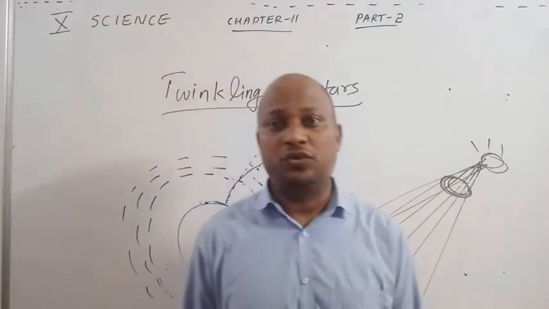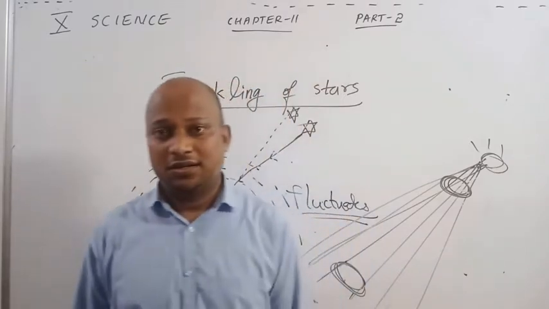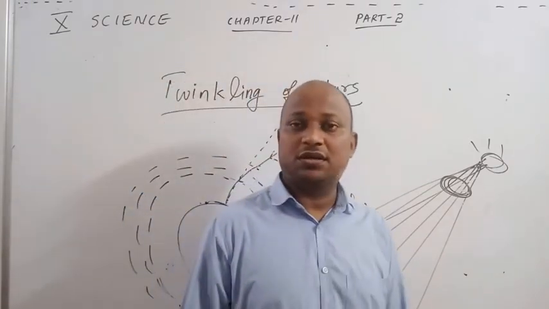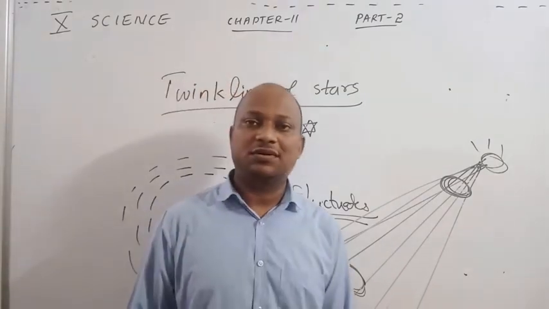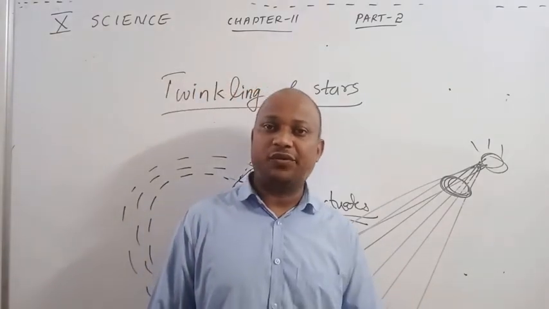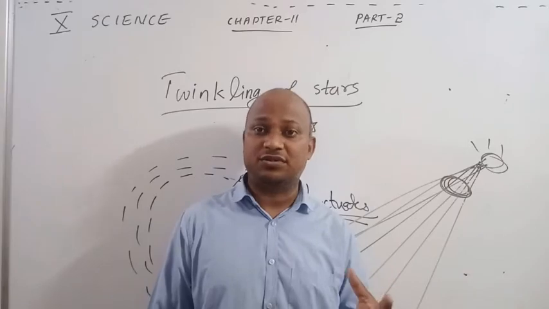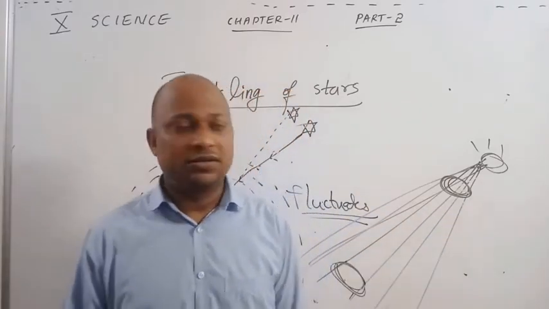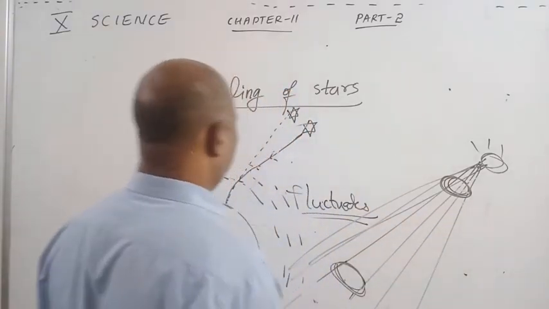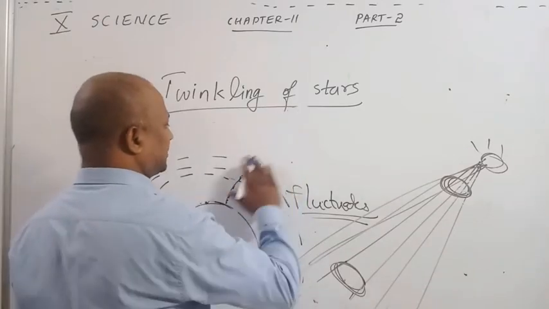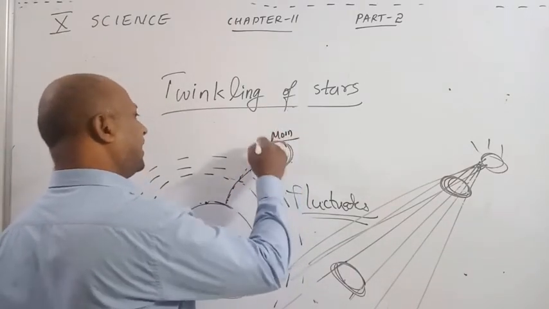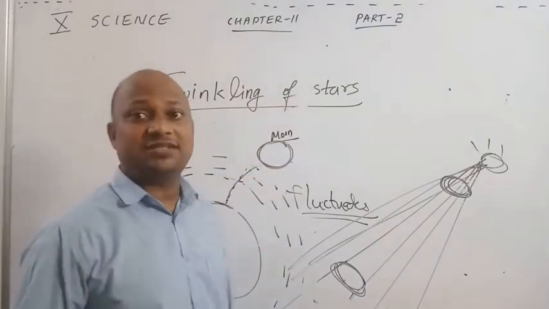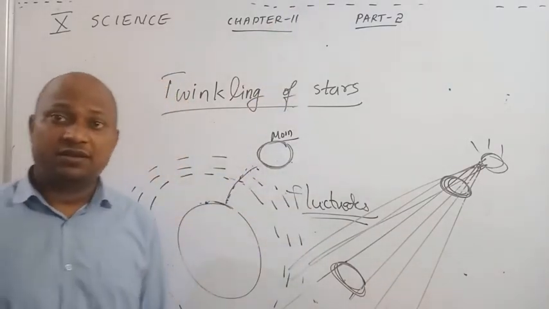And what about the moon? Does the moon also do the same? Moon does not twinkle. The simple reason is the moon is very near to us. It is not a distant object. So if we take the moon instead of this sun, instead of this star, stars are millions of light years away.